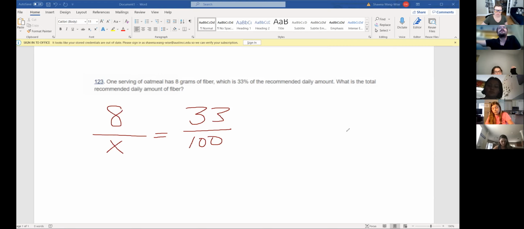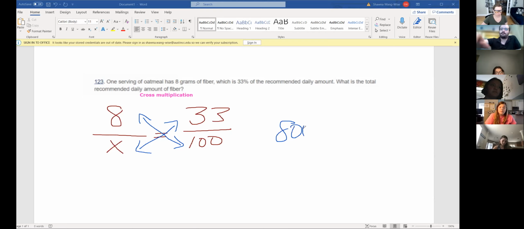So I did 8 times 100, which is 800. So this is where I talked about cross multiplication versus cross canceling versus multiplying across. Remember those are different. This one is the cross multiplication one. All right. So when you multiplied 8 times 100, you got 800 and then 33x. Okay, now what? So then you divide 800 by 33. Okay.